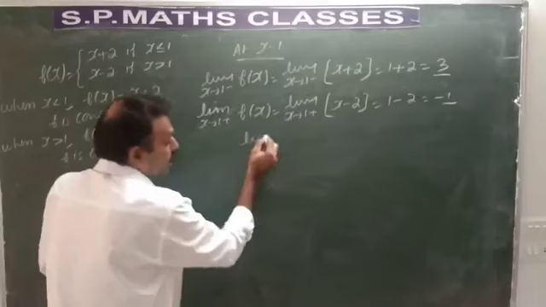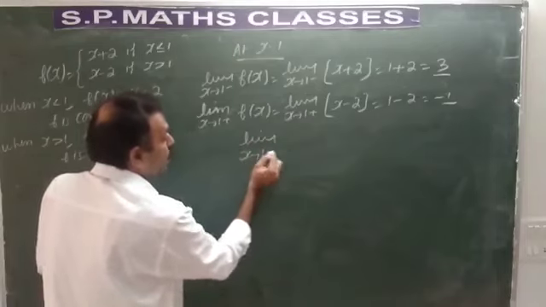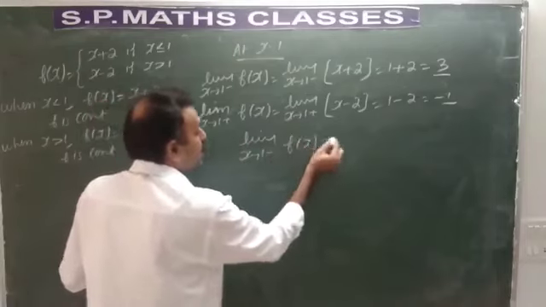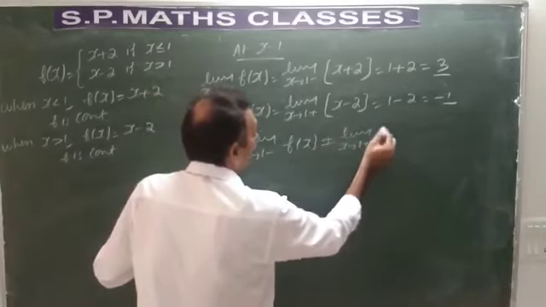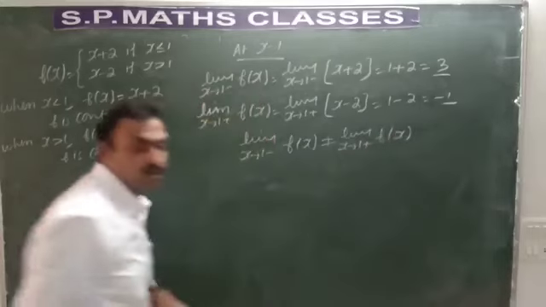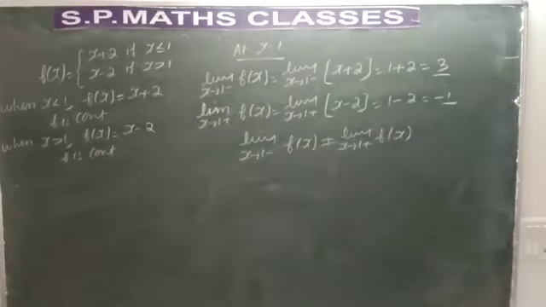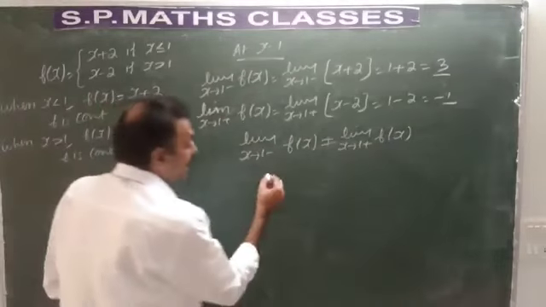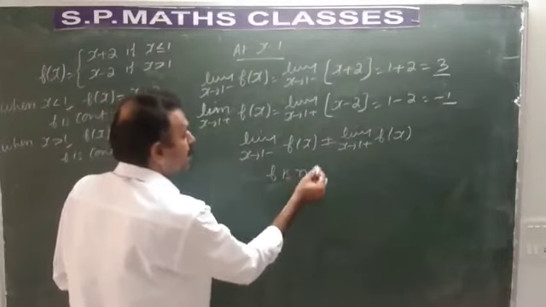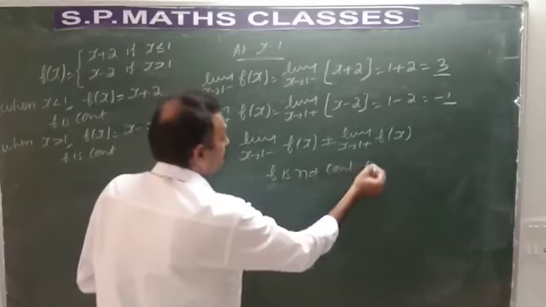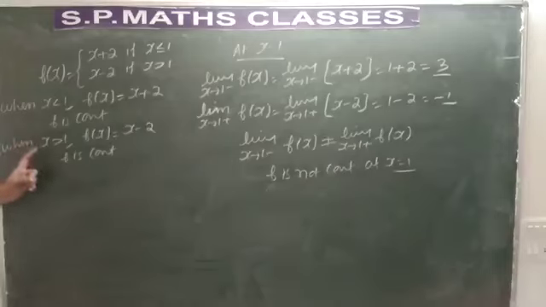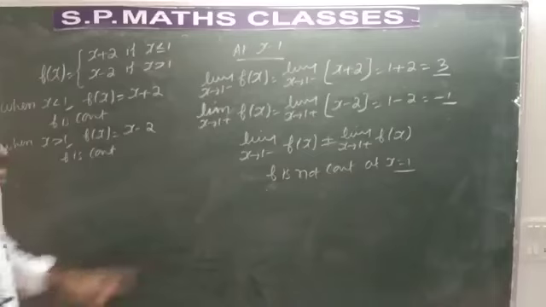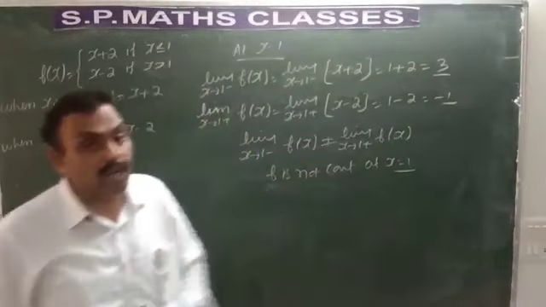So, what is your conclusion? Limit as x tends to 1 minus f of x is not equal to limit as x tends to 1 plus f of x. Left hand limit is not equal to right hand limit. Since left hand limit is not equal to right hand limit, I write that f is not continuous at x is equal to 1. For x greater than 1, it is continuous. For x less than 1, it is continuous. But at x is equal to 1, it is not continuous.